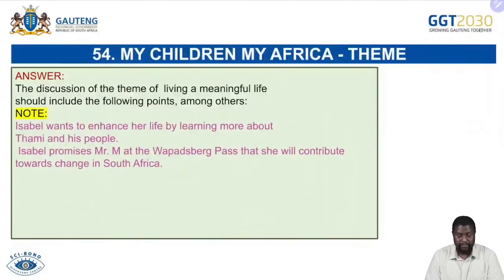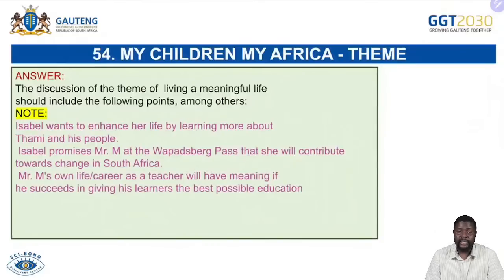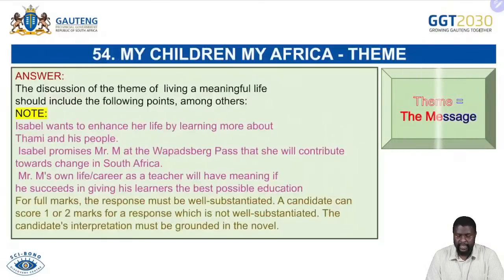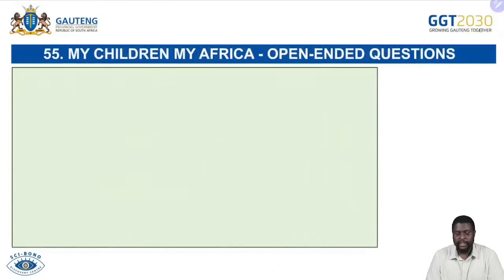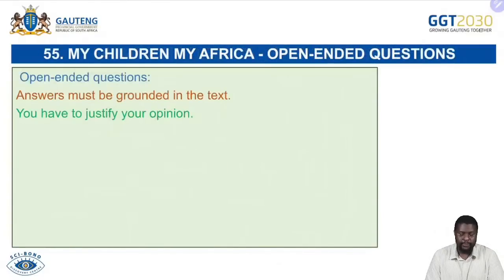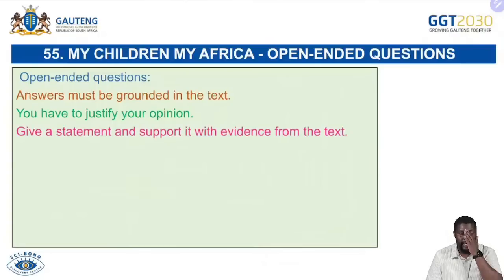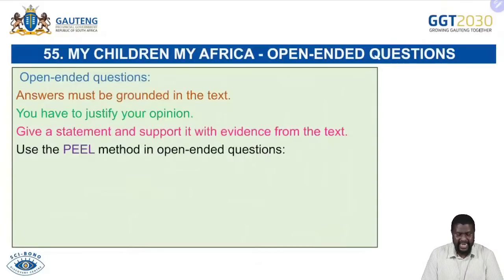that would be living a meaningful life. His own life or career as a teacher, Mr. M, will have meaning if he succeeds in giving his learners the best possible education. For full marks, again, substantiate your answer very well. Then you will get 3 marks. If it's not well substantiated, you can get 1 or 2. And your answer must be grounded in the text. Open-ended questions. Remember, PEEL. State your point, explain your point, give an example, and then link.